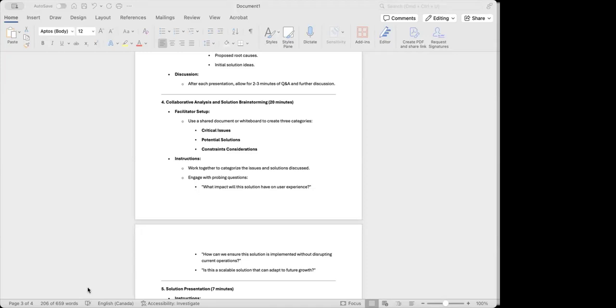So I think, what impact will the solution have? This will be the impact if we update the technology, and this is how the user experience will be improved with the updated, latest technology. Yeah, so the first point is: what impact will the solution have on the user experience?